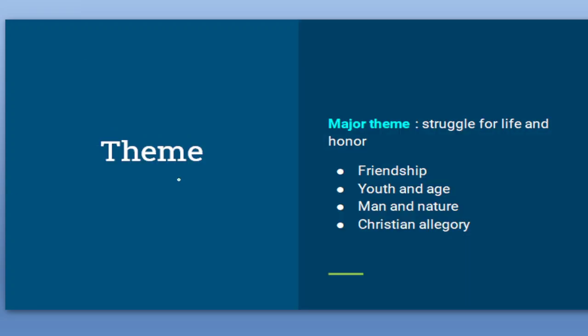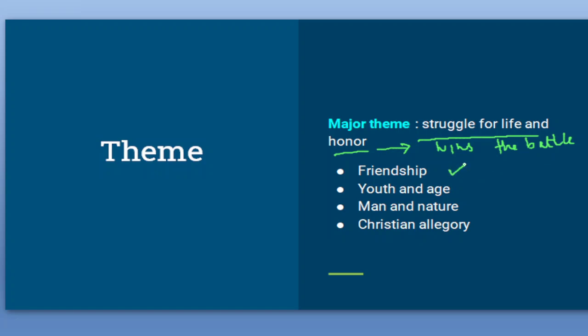So now we will talk about themes. What are the major themes? Here we will see the struggle for life and honor. Santiago was actually struggling when he was not able to catch a fish for 84 days, and ultimately he wins the battle by catching the same. He came back with a skeleton, but again, he tries his best.